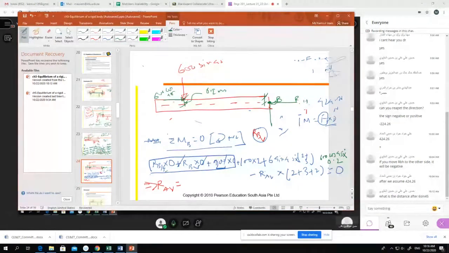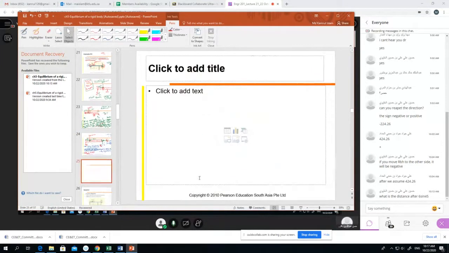Okay, if you calculate, you will find the result 319 Newton. So we got two results, RVH and RAV. Now the third result, how can we get the third result? How can we get another result?